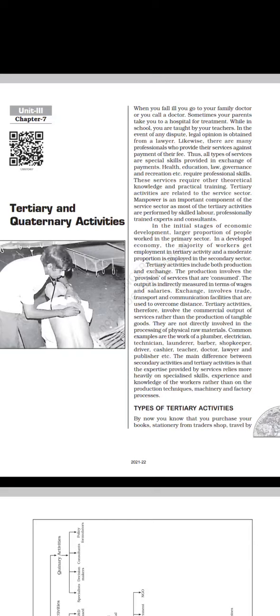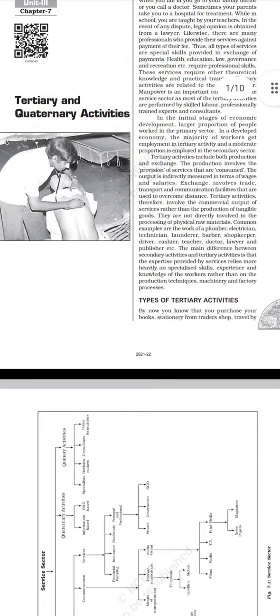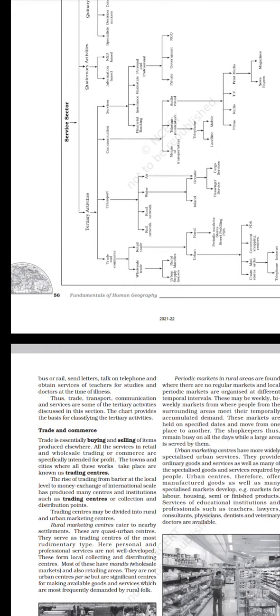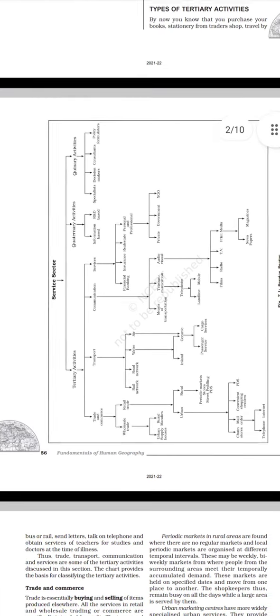Types of tertiary activities. By now, you know that you purchase your books, stationery from trader's shop, travel by bus or rail, send letters, talk on telephone, and obtain service of teachers for studies and doctors at the time of illness.